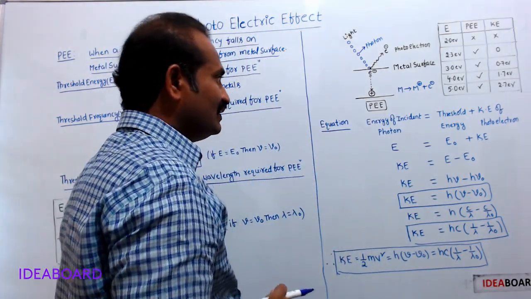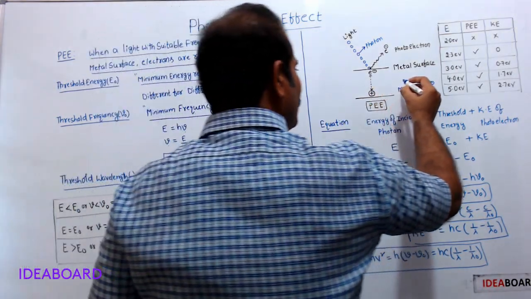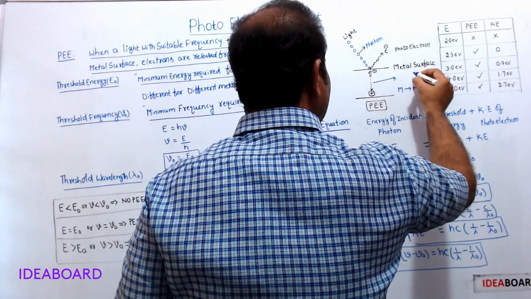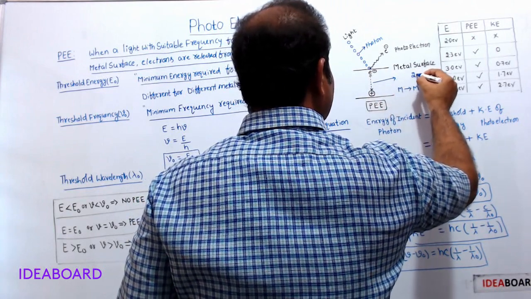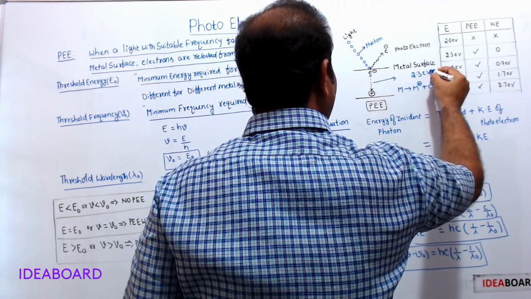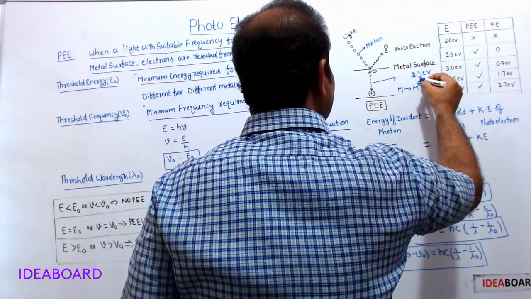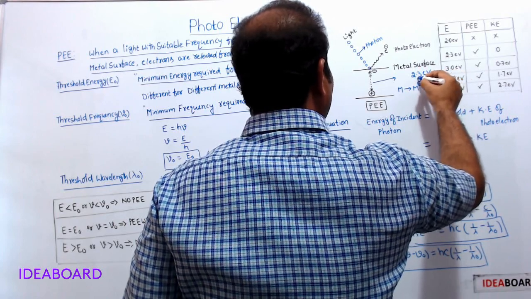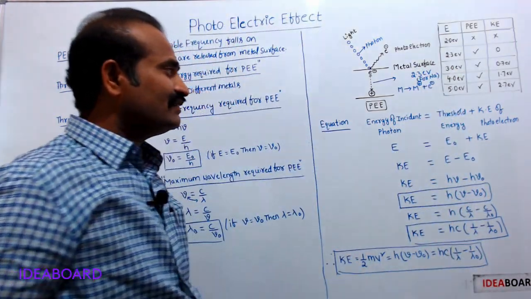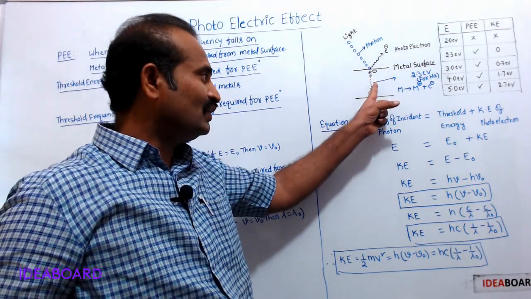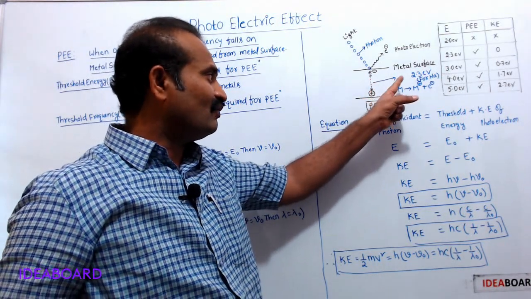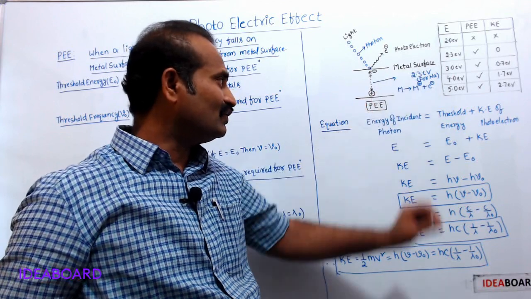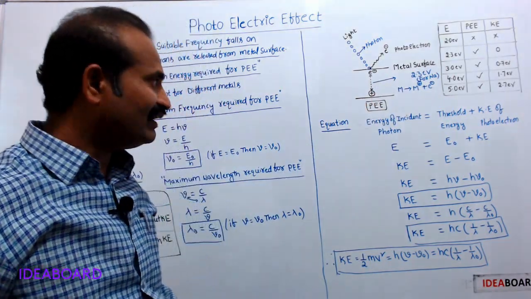Now in case of sodium metal, in order to break this attraction, 2.3 electron volts are required. In case of sodium, what amount of energy is required to break these attractions? 2.3 electron volts of energy is required.